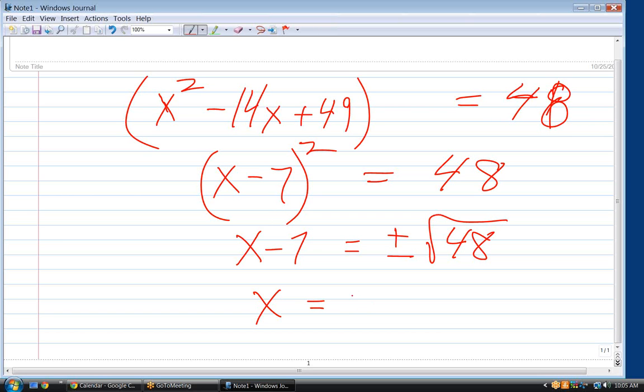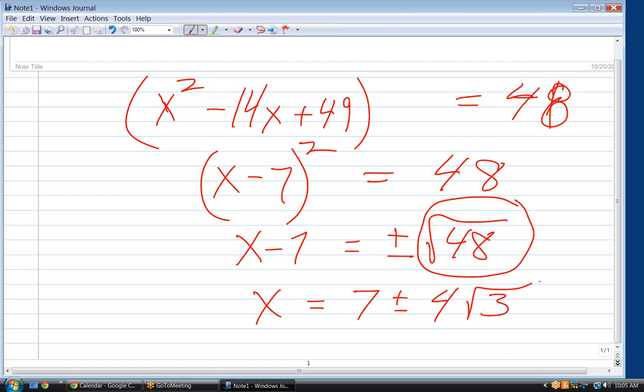7 plus or minus the square root of 48. Okay, and can I reduce the square root of 48? Go through your perfect square numbers and see if any of them are factors of 48. Starting with 4. Yeah, 16. So what's that become? 4 square root of 3. 4 square roots of 3.